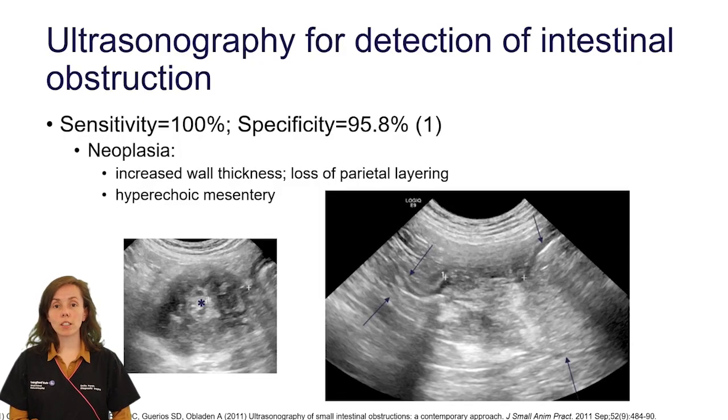And when you've got a neoplastic process causing the mechanical obstruction, you typically have an increased wall thickness with loss of the wall layering. The adjacent mesentery is typically hyperechoic. And on this image, you've got a cross-section of a small intestinal loop where all the normal texture of the wall has gone. And on the image on the right-hand side, that's a longitudinal view of that same loop where on the left side you've got a small intestine not dilated, and on the right side you've got a marked dilation with fluid content. So you definitely have a mechanical obstruction here.